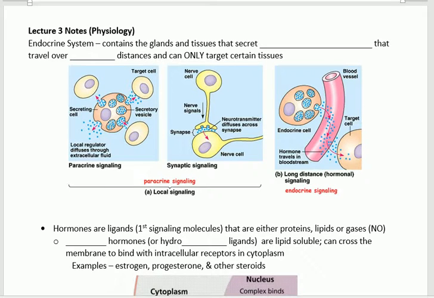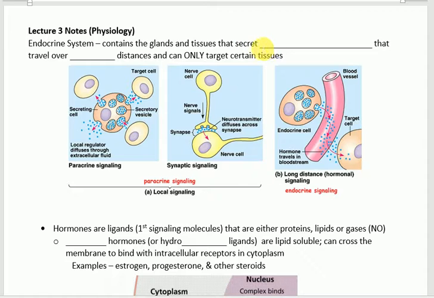Welcome to lecture 3. This is the last lecture ever for this AP biology class. I know you're excited, and so am I. So the endocrine system, we're going to talk about physiology. We're going to start with the endocrine system.